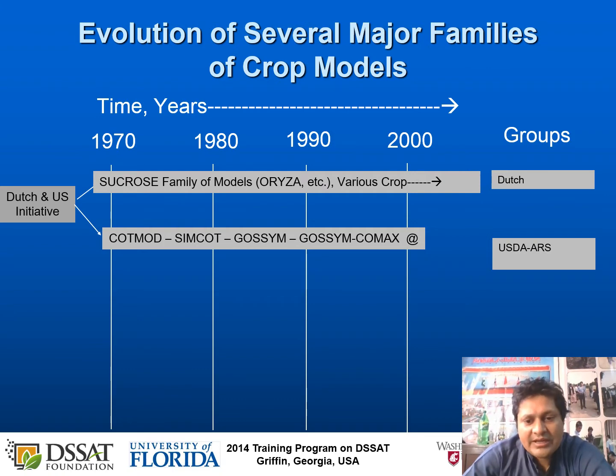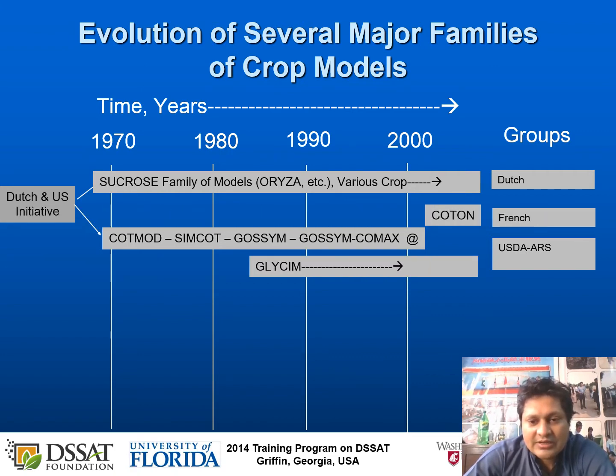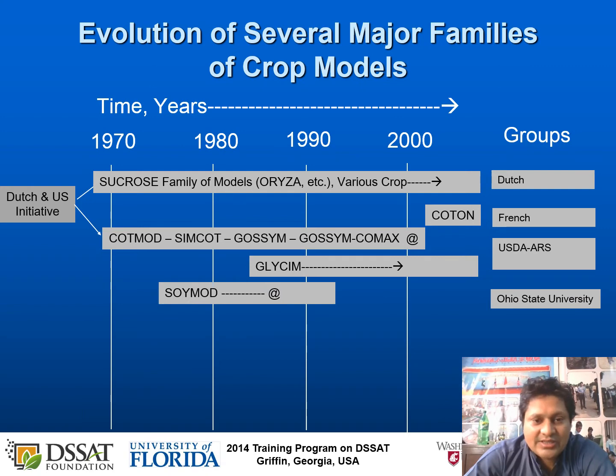So here is the evolution of crop modeling history, the timelines of the models, mainly work from the Dutch and the USA, which started in the 1970s. The growth family of models has been developed from the Dutch family. Then there are CORNMOD, SIMCOR, SOYMOD and COTMOD, which were developed in the 1980s, developed from the French scientists.